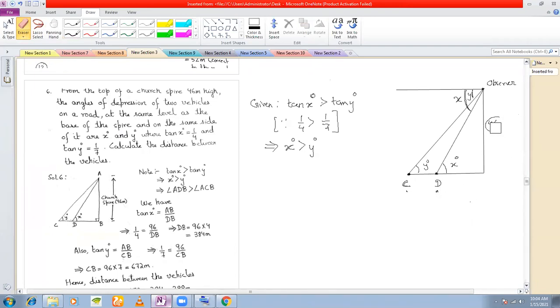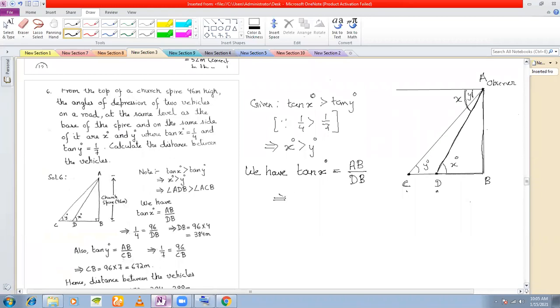We'll use tan once again because we are not concerned with the hypotenuse. So we'll use tan. So we'll start by saying we have tan x degree is equal to, when considering x, we'll consider this right angle triangle. Okay, so x degree is equal to, let us label these. So you have A and B. So AB is our church spire. So tan x degree is equal to AB by DB.